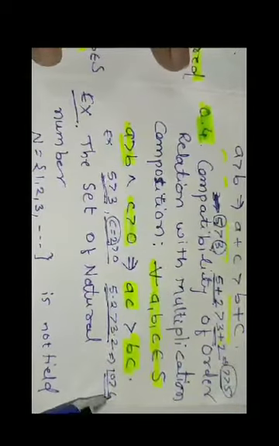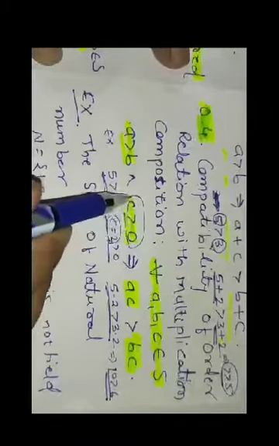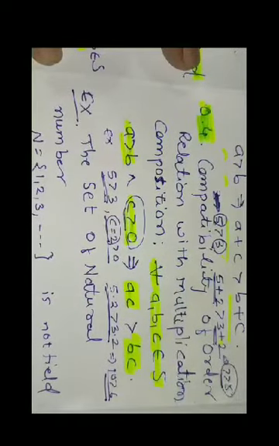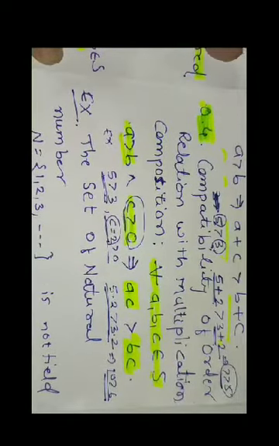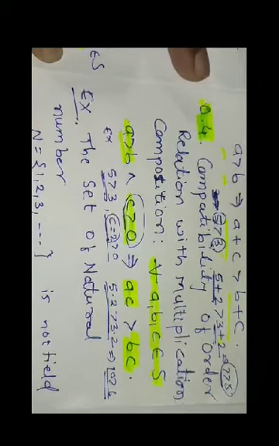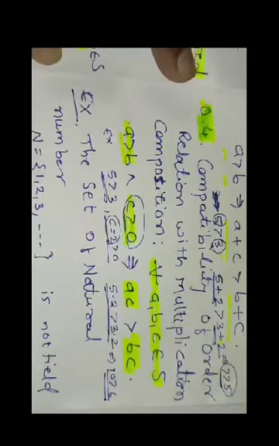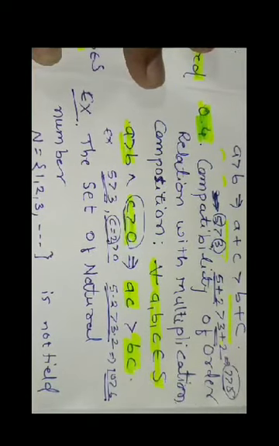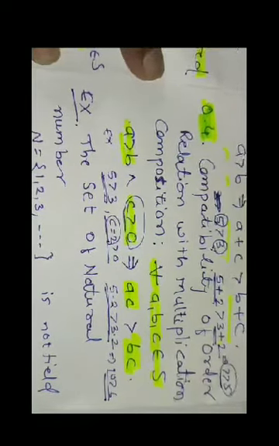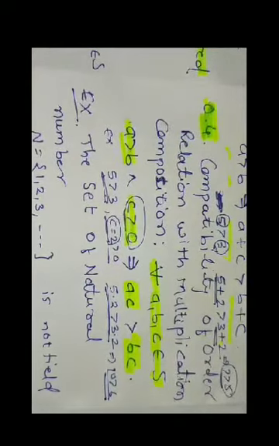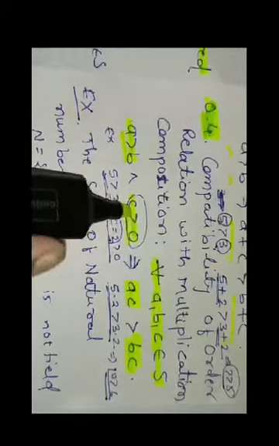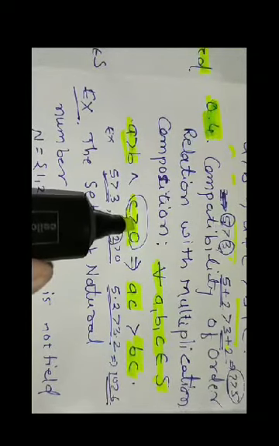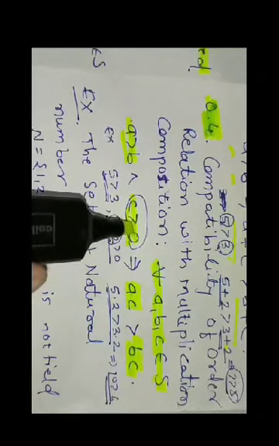But what is the restriction here? c must be greater than 0. In compatibility of order relation with addition composition, there is no restriction for c. But in compatibility of the order relation with multiplication composition, there is a restriction. And what is that? c must be greater than 0.